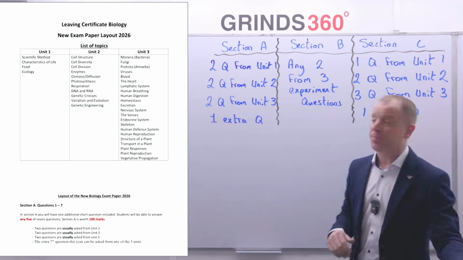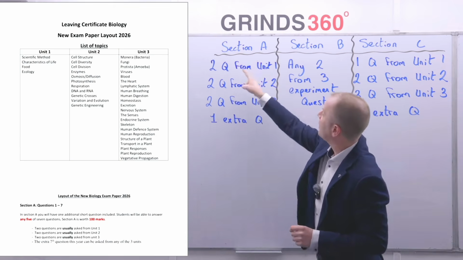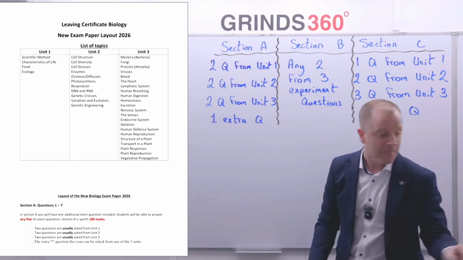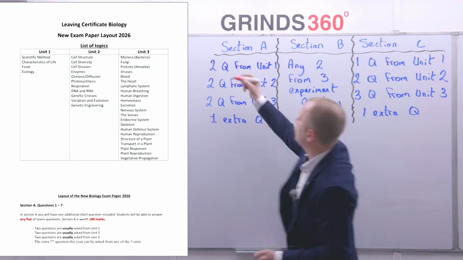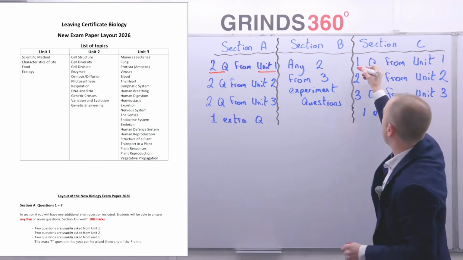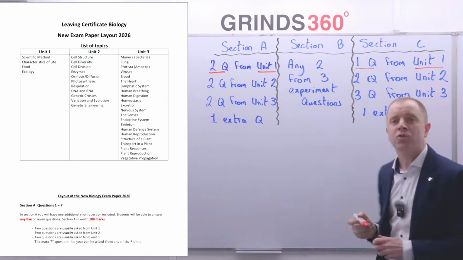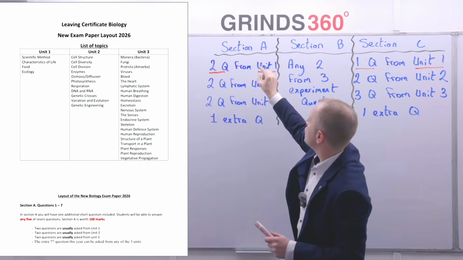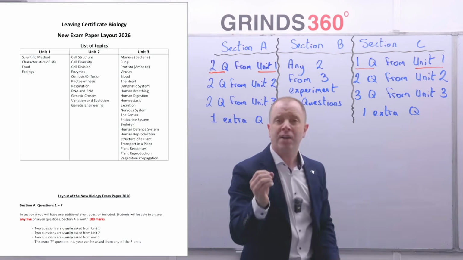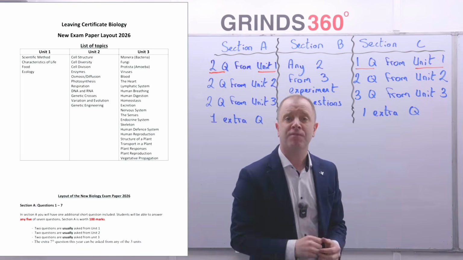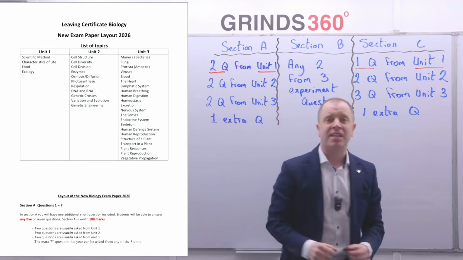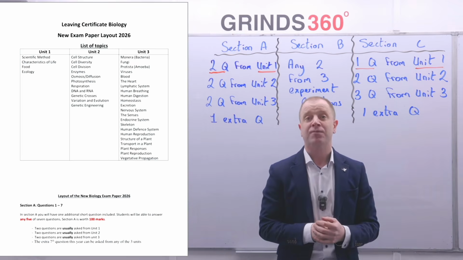In section A of your paper, you're going to be asked 2 short questions from Unit 1. Okay, and that's 10% of your paper. You're also going to, in section C of your paper, get 1 long question from Unit 1. So that's 10% Unit 1 is usually worth in section A, and in section C, 1 long question from Unit 1 is usually another 15% of your paper. So Unit 1 is 10% in section A, 15% in section C usually. That's 25% of your paper.